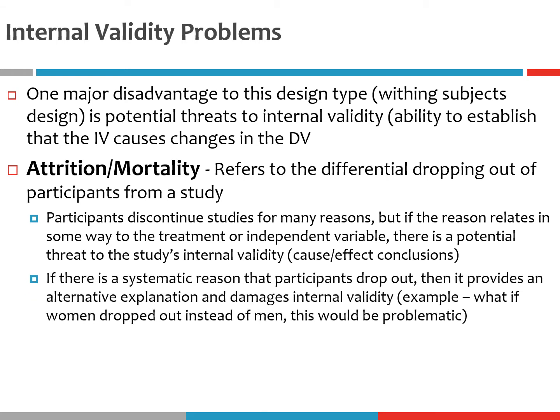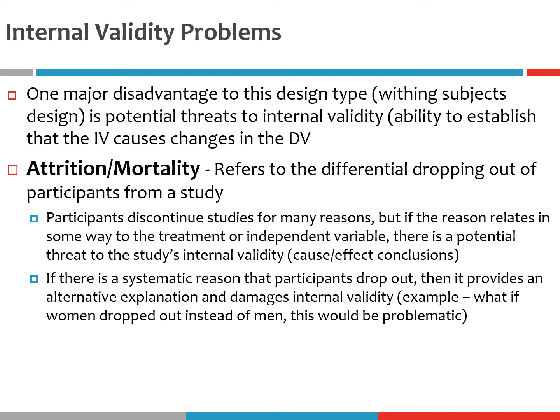If there's a systematic reason that participants drop out, then that can lead to a confound. For example, if women dropped out instead of men, that would be a big problem. Because now, how do I draw conclusions? How can I draw conclusions when I had so many more women drop out instead of men in my study? So now the study is confounded by gender. So maybe gender has to do with the reason why they dropped out.